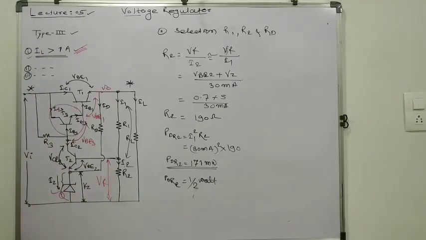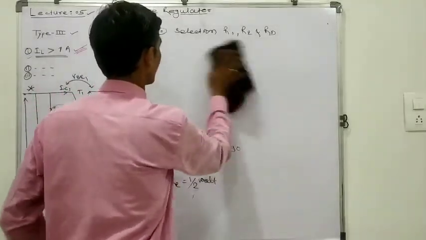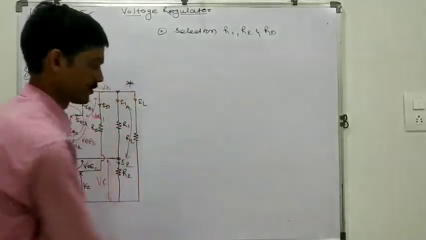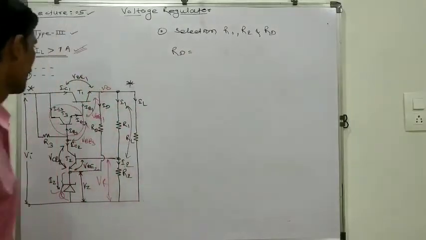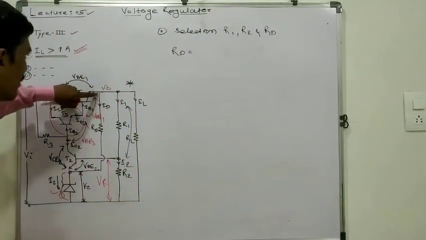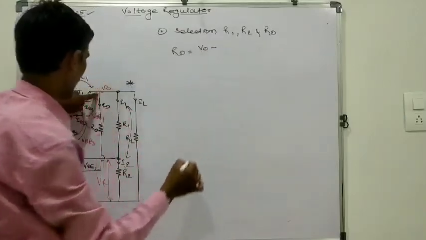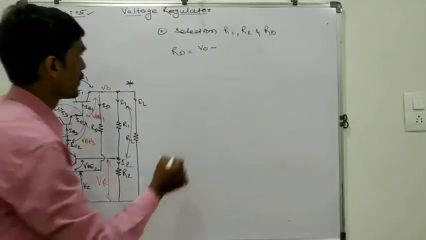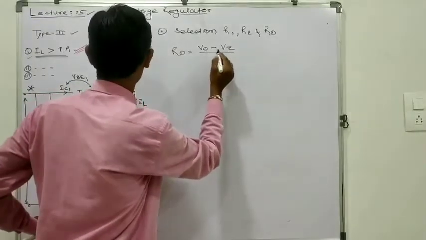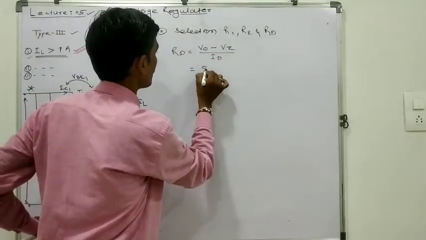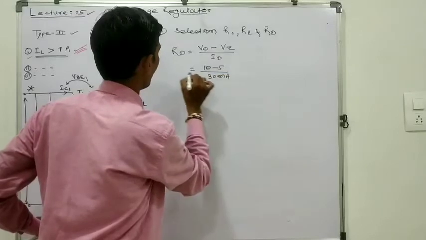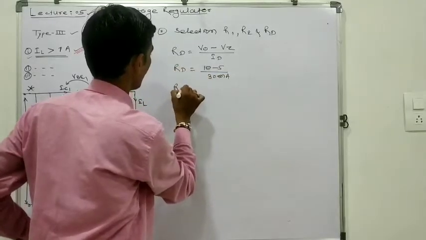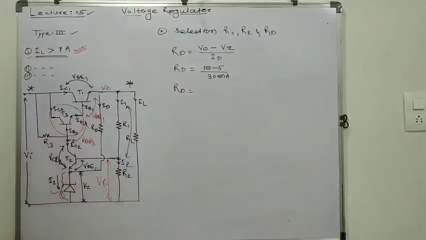Next is selection of RD. So RD is nothing but the voltage available at this point, that is VO, minus the voltage available at this point, which is VZ, divided by ID. This is 10 minus 5 divided by 30 milliampere. So this is nothing but the RD value. So RD value is nothing but 166.60 ohm.